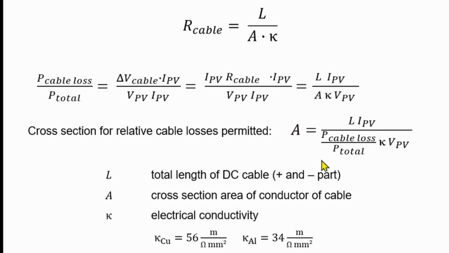So if you say, okay, we permit, for example, 3% of losses, you put 0.03 inside here. You have the electric conductivity, the voltage, the length of your cables, and the current going through them, for example, at the maximum power point.